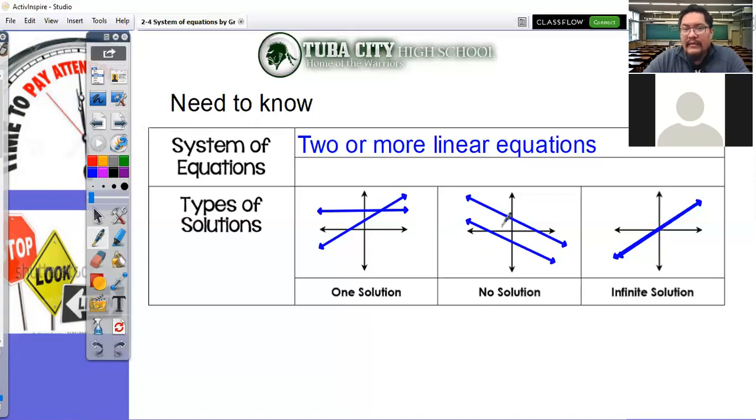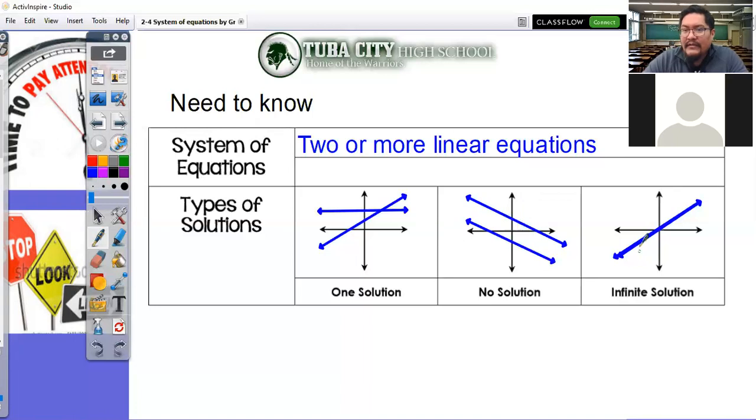Over here we have no solution, so there is no intersection. Remember that parallel lines do not intersect. Since these parallel lines do not intersect, there is no spot where x and y can make both equations equal to the same thing.